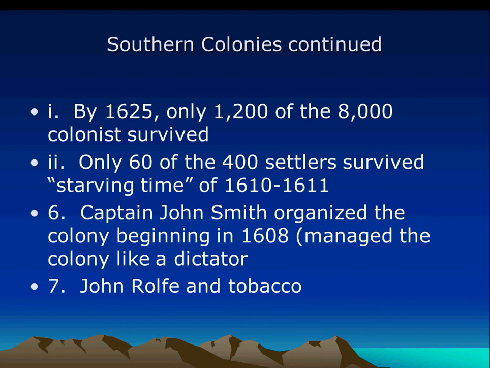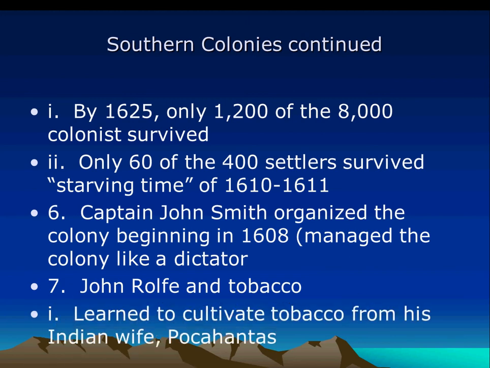John Rolfe is going to be important to the colony because he's going to find out that tobacco can be raised, and there's a market for that. And this will be the cash crop that kind of turns things around. Pocahontas is going to teach him how to do that.